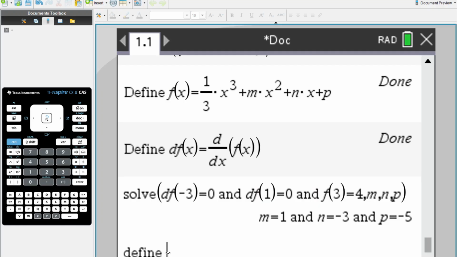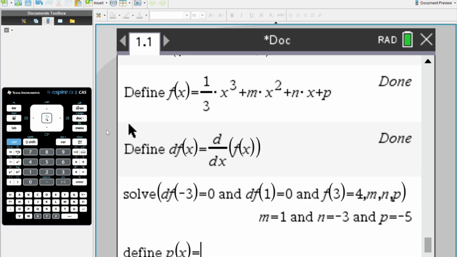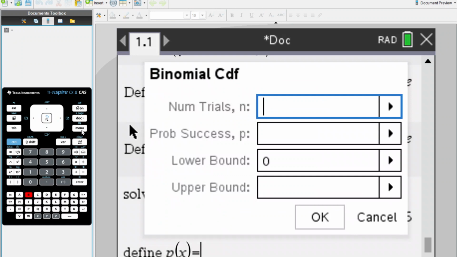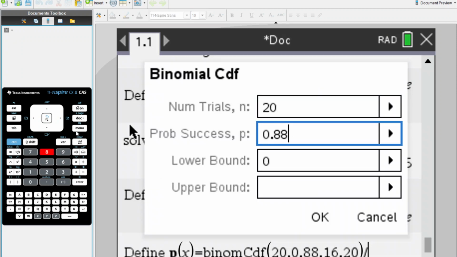So let's define p of x equals, and we want the probability that X is greater than or equal to 16 first of all. So I'll do menu 5, and I'll do b, and I want a 20, 0.88. Lower bound is 16 up to 20. Actually, that's not my function yet, because I also want to divide by. We'll go menu 5 and b once again. We'll do 20 still, 0.88, but now my lower bound is going to be some number a. Actually, because my function is depending on x, I'll put an x over here, then my upper bound is 20.